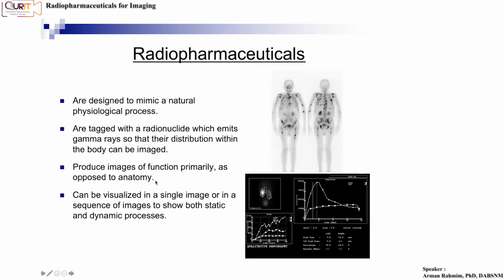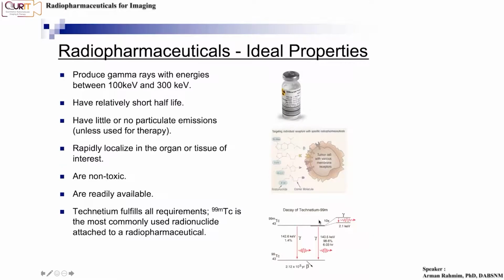And they produce images of function, primarily as opposed to anatomy. This is why, again, the field of nuclear medicine is so exciting, because you're not just doing anatomical imaging, such as in conventional CT or conventional MRI, but you're actually looking at the function, and you're having, for example, a molecular target that you're tracking. And this can be visualized in a single image or in a sequence of dynamic images to show both static and dynamic processes. So again, you can focus on a particular organ, you can track it over time.